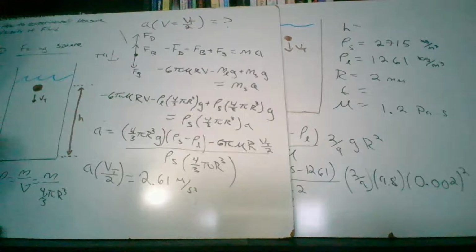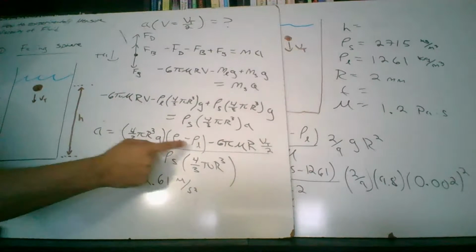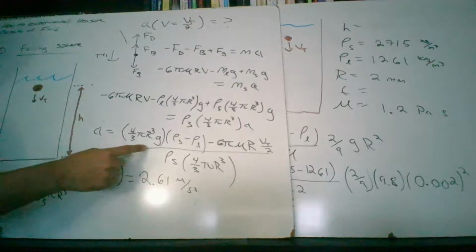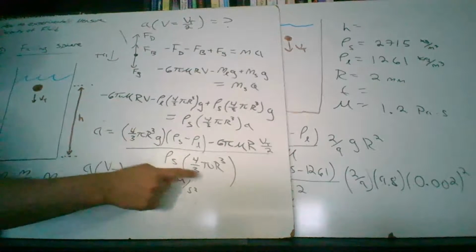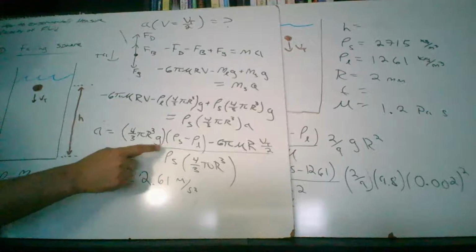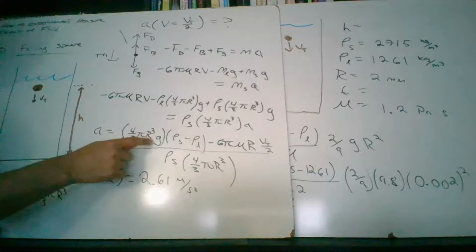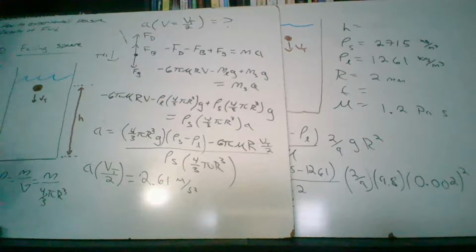And so when the velocity is 0, what's the acceleration going to be? When you first drop it, the velocity term would go to 0 here, and the acceleration would be this over that. So in the beginning, the acceleration is going to be equal to this term here, and this term cancels out. So it's going to be the density of the solid minus the density of the liquid multiplied by g divided by the density of the solid.